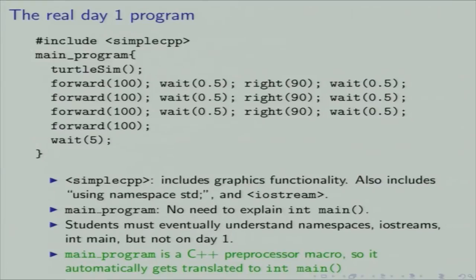Okay. Just in case people over here know what the C preprocessor is, this main program doesn't require you to do any additional compiling step or anything like that. There is something called a C preprocessor or the C++ preprocessor, which I have used to define a tiny macro, and that macro gets expanded without any effort from you into int main. I'm just trying to hide this int business. I don't want to expose namespaces and things like that.